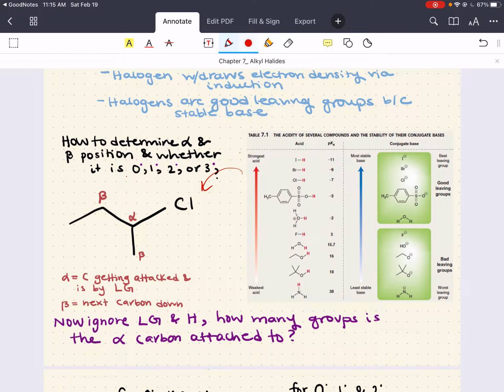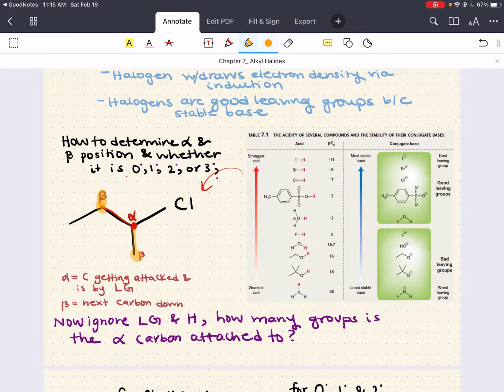The carbon directly attached to the halogen is the alpha position. So this is the carbon directly attached to the halogen. That is the alpha position. Any carbons attached to the alpha carbon are beta carbons. So what carbons are attached to this alpha? Well, we have a carbon right here. We're going to highlight it in orange. That's a beta carbon. And look here, we have another carbon attached to the alpha. That is a beta carbon.